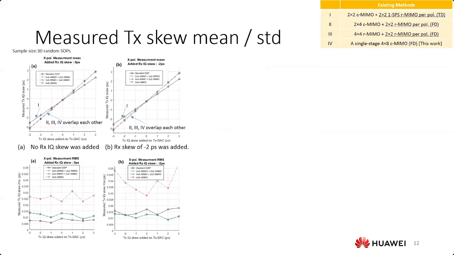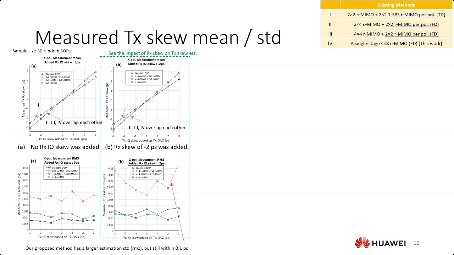First we ignore the result, which is in black, because the standard DSP was obsolete. We are not going to talk about that. Our results are shown like those red curves. We see that our result aligns with other methods and is also pretty unbiased, except that when we increase the receiver skew, we see a higher standard deviation.